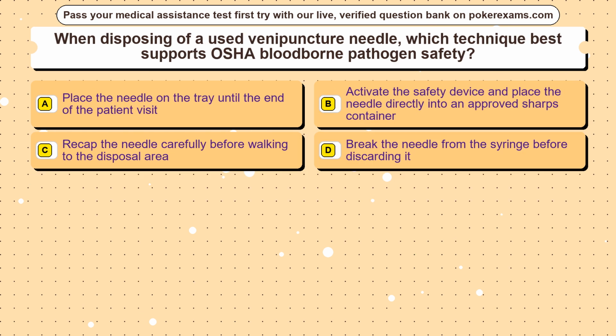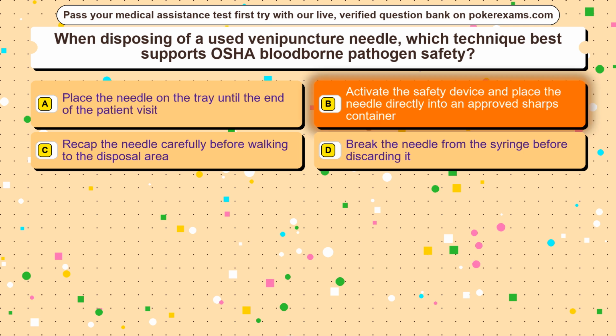Question 85. When disposing of a used venipuncture needle, which technique best supports OSHA bloodborne pathogen safety? Option A, place the needle on the tray until the end of the patient visit. Option B, activate the safety device and place the needle directly into an approved sharps container. Option C, recap the needle carefully before walking to the disposal area. Option D, break the needle from the syringe before discarding it.